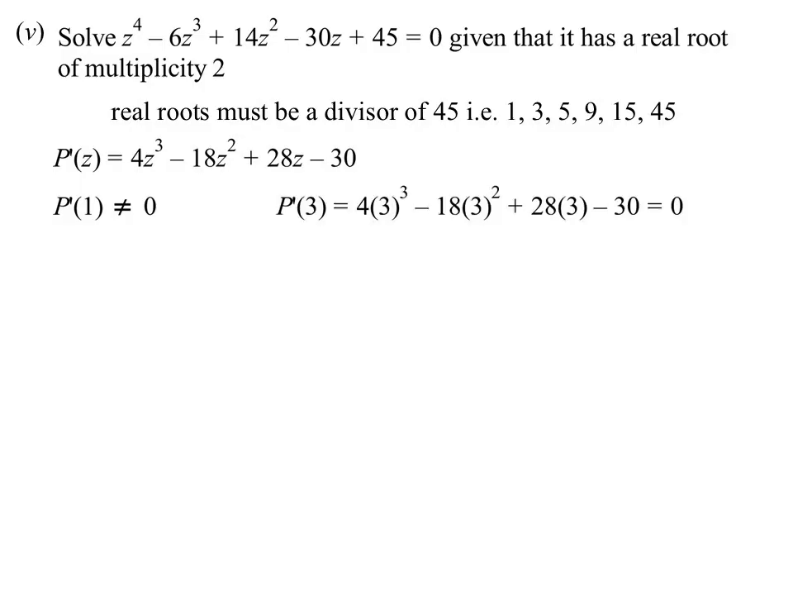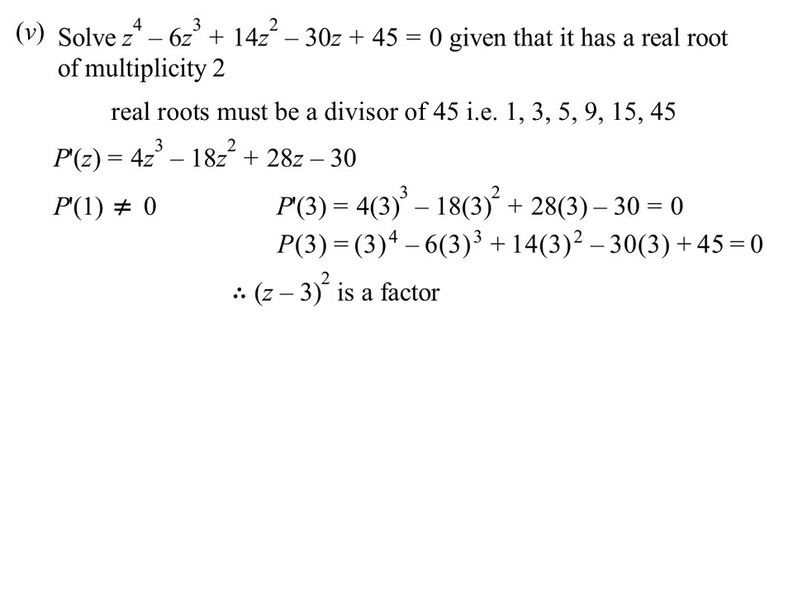Then I tried 3. Well, 3 worked for the derivative, but remember it's got to satisfy both of them. Does it work for the other one as well? And it does. Alright, 3 is the double root on this one. We now know x minus 3 squared is a factor. Okay, what is the other factor?